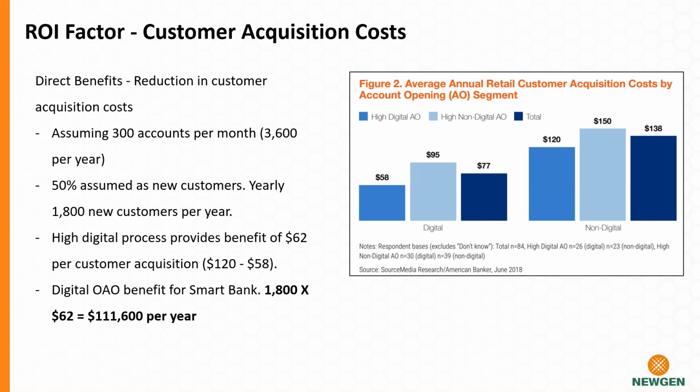which is the reduction in customer acquisition cost for new customers. So for the 1,800 new customers added every year, with the adoption of digital account opening, we are able to save $62 on each application, which means that at least $100,000 per year is the saving on the acquisition of new customers. And this is just on the numbers that we're talking about. If the volume is higher, the ROI also becomes higher.